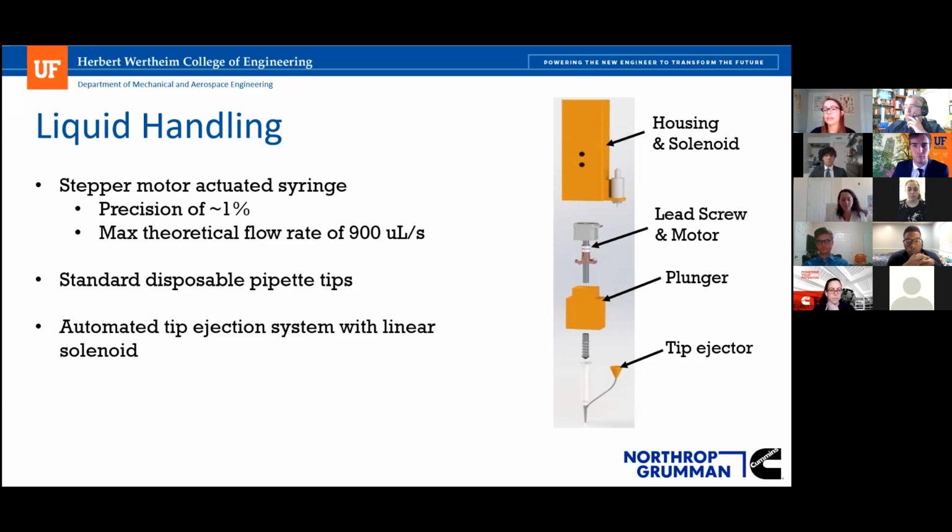And then we attempt to address contamination concerns by incorporating standard disposable pipette tips into the design. So when it is time to dispose of a pipette tip, a linear solenoid provides automated ejection. And with this design, there is potential to incorporate various pipette sizes, as well as potential for an 8-channel pipetter, which would help very much in filling well plates. So that's where we see some modularity with our liquid handling.